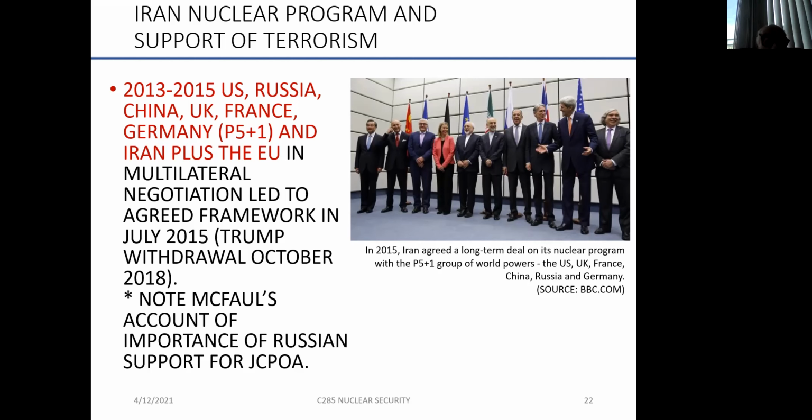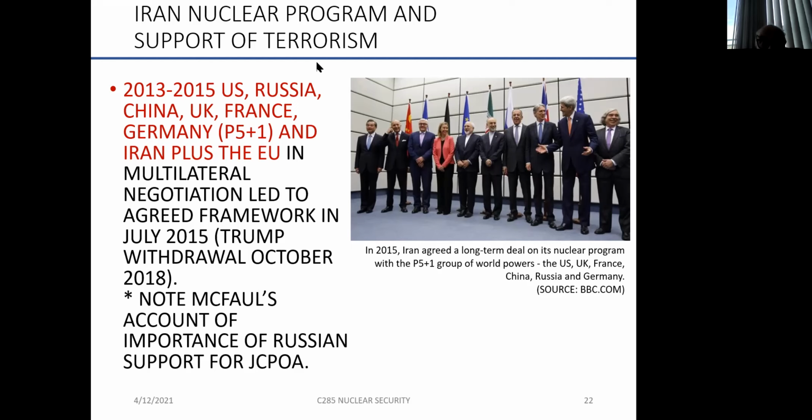Notice who it involves. It involves the US. It involves each of the other declared nuclear weapon states, Russia, China, Britain, and France. It includes Iran, of course, and it included Germany, just as a great European power, even though Germany is not a nuclear power. And it includes the European Union. You can just imagine the complexity of the negotiation. And this took 2 years to negotiate.